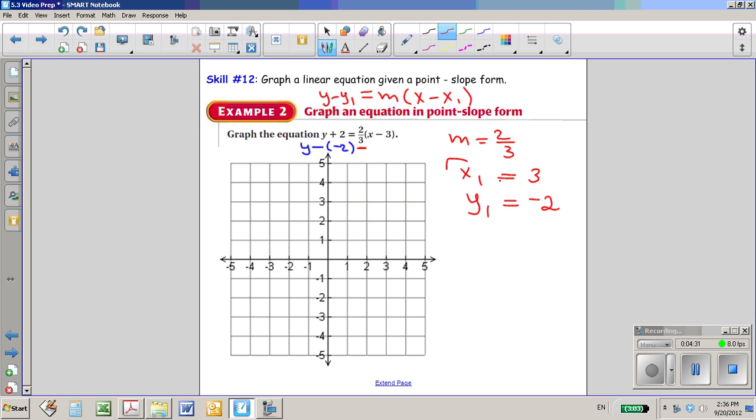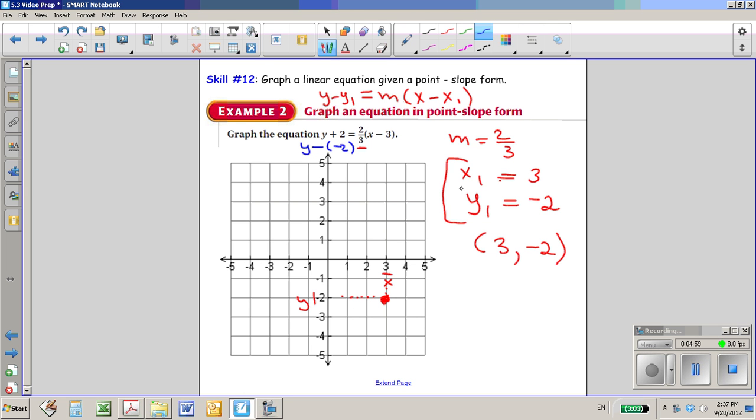So this right here gives you a point with an x coordinate of 3 and a y coordinate of -2. So that's going to be my starting point. I find 3 on the x-axis because that's the x, and I find -2 on the y-axis because that's the y, and I find where they intersect. So my y and my x should meet together. So that's my point.